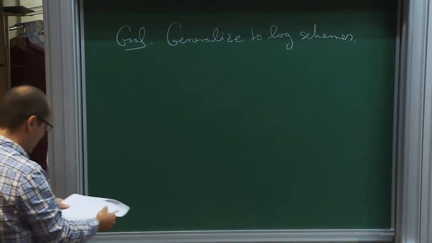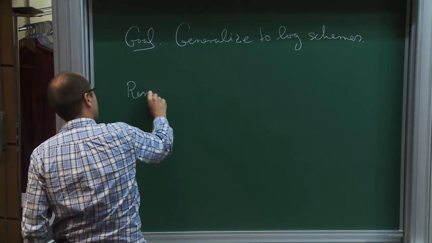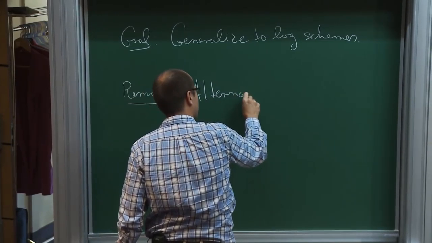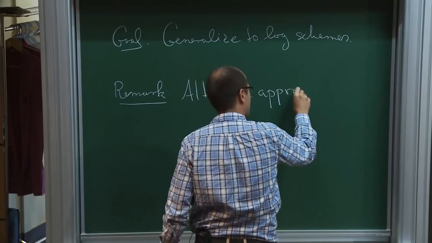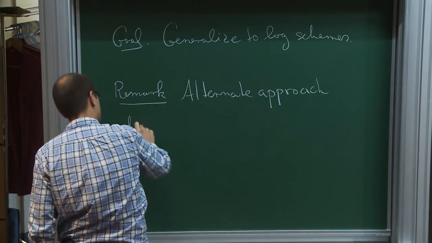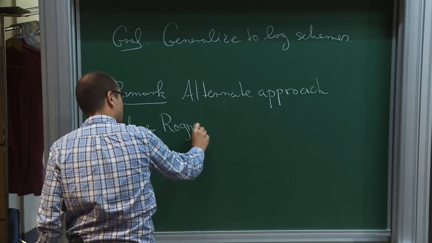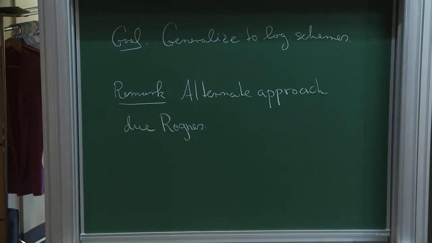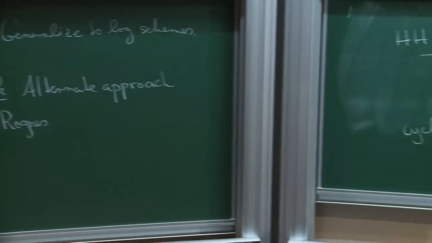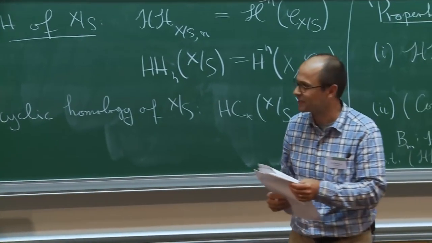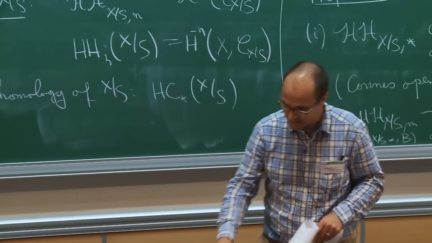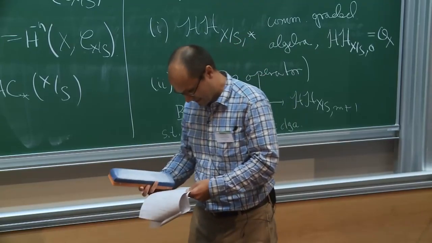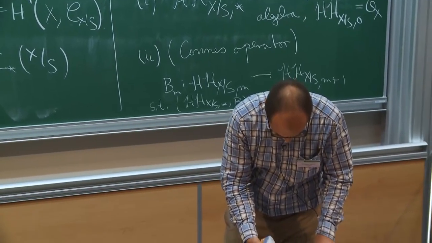Which is actually, so I guess let me make a remark here, which is there's an alternate approach which is due to Rognes. This story is closely related to the story of the cotangent complex, and for the log cotangent complex there's kind of two things you can do. There's the Gabber cotangent complex, and then you can do this thing with stacks. So the Rognes approach is more like the Gabber cotangent complex, and I'll explain sort of the stack approach.